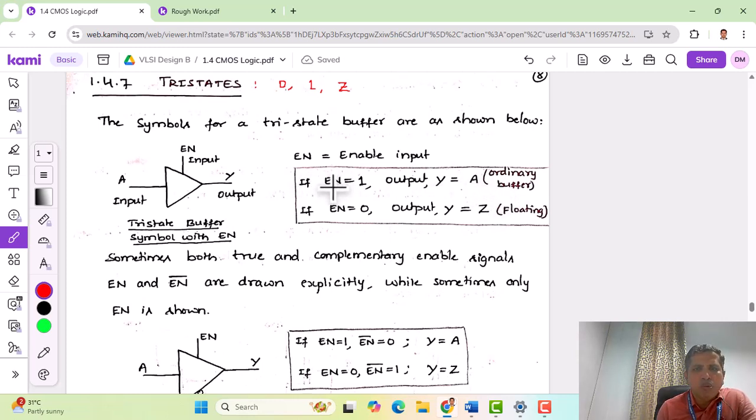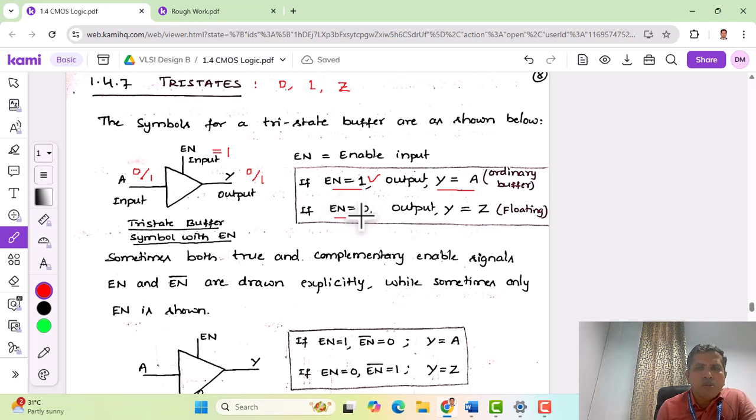If enable is equal to 1, if we make the enable input logic 1, the output will be Y equal to A. Whatever we apply at the input, if 0 is applied, the 0 will be transferred, and if 1 is applied, the 1 will be transferred. Y becomes the same as A. So that is the buffer behavior. All these things happen because enable is set to logic 1.